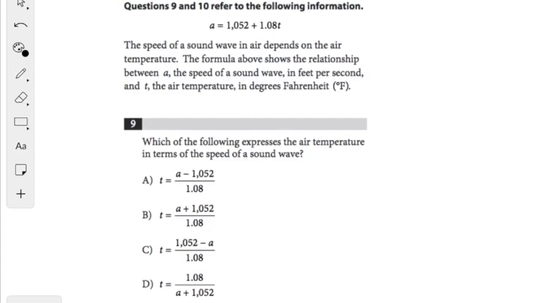The speed of a sound wave in air depends on the air temperature. The formula above shows the relationship between A, the speed of a sound wave, in feet per second, and T, the air temperature in degrees Fahrenheit. Go ahead and read the question now, please. Which of the following expresses the air temperature in terms of the speed of a sound wave? What are we solving for here, Juliana?